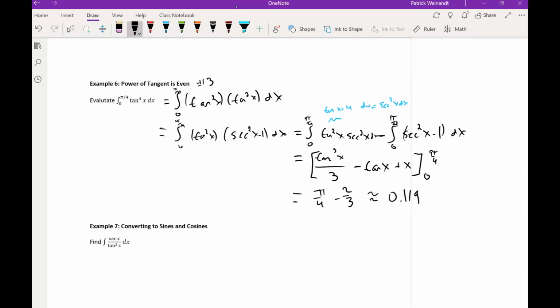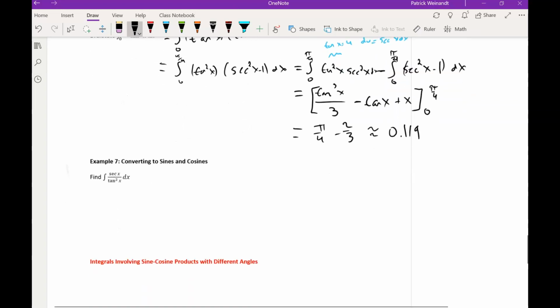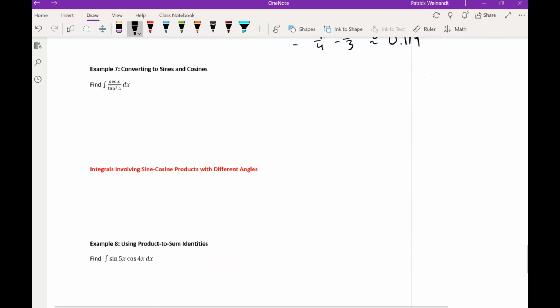Okay, so what happens then if we can't do any of the first three guidelines? So we want to look at this example, secant x dx over tangent squared x. Well, if the power of secant is even and positive, that's not going to apply here. It's odd and positive. Well, what about the power of tangent? That is even and positive. But for that rule, rule number 3 like we just did, we can't have a secant term, so that doesn't apply. And we don't have a power of tangent that's odd and positive. So none of the first 3 rules apply.